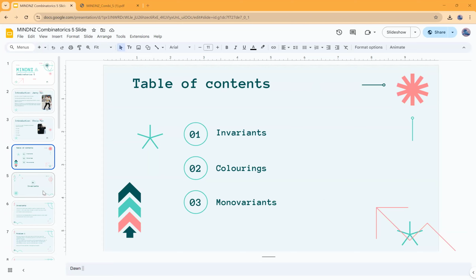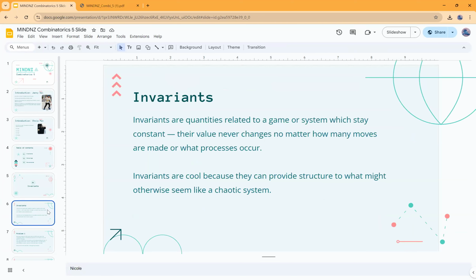Okay, so what are invariants? Let's have a basic overview of them. Oh, right, my camera, I forgot. Okay, whatever. Yeah, I'll turn it on.